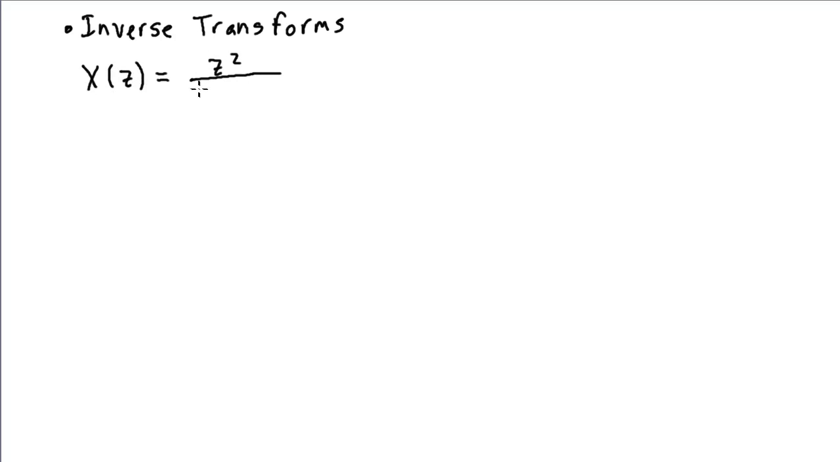Let's look at some examples of calculating inverse Z transforms. We'll do this using partial fraction expansion and then our table of transforms. As an example, let's consider the partial fraction expansion of this particular Z transform, Z squared. I'll have two simple poles at z equal 1 and z equal 2.